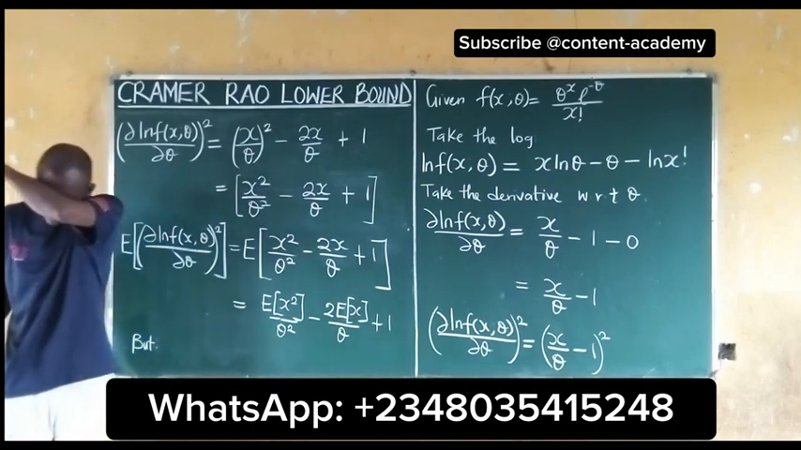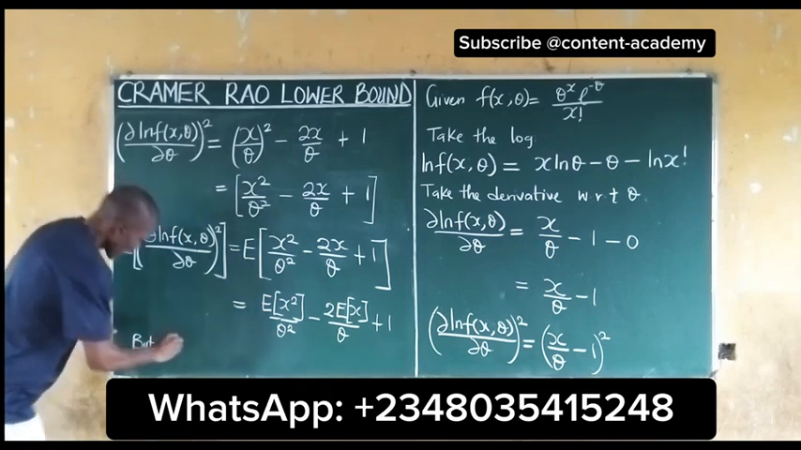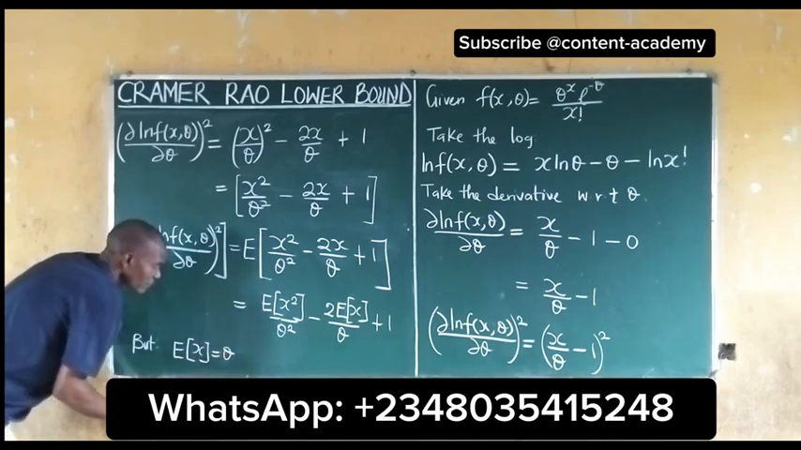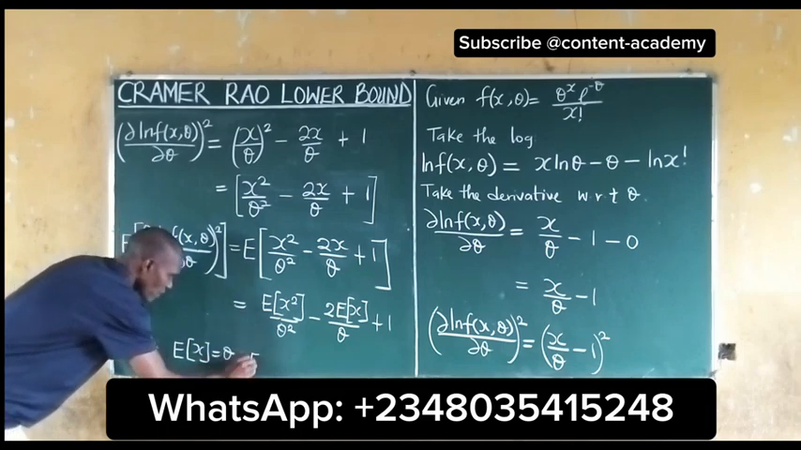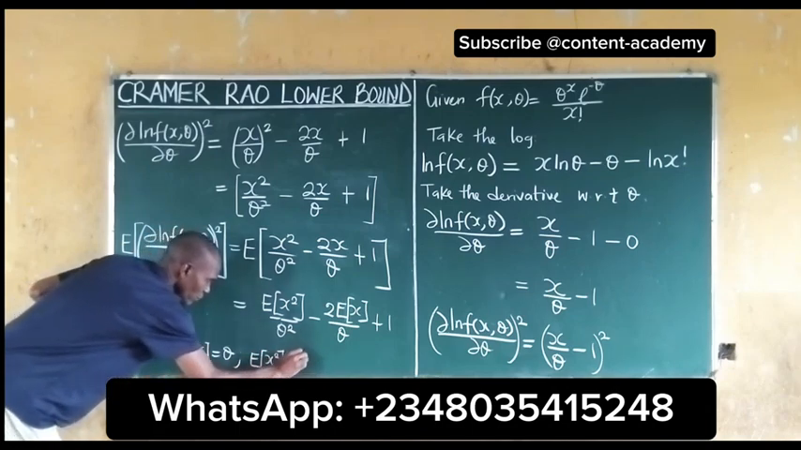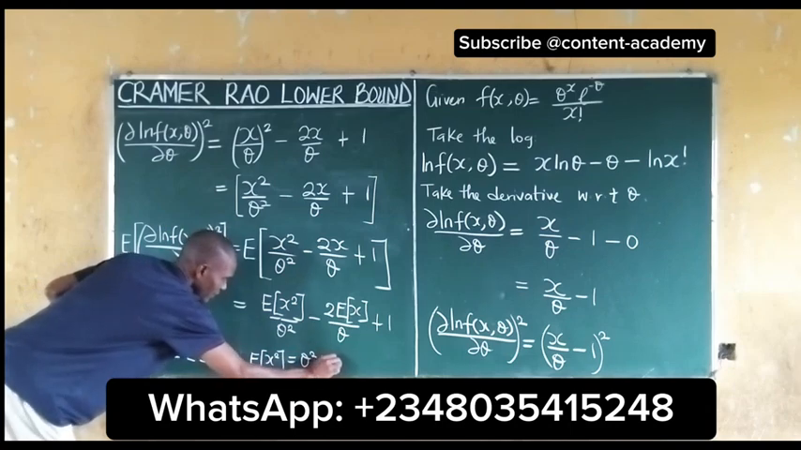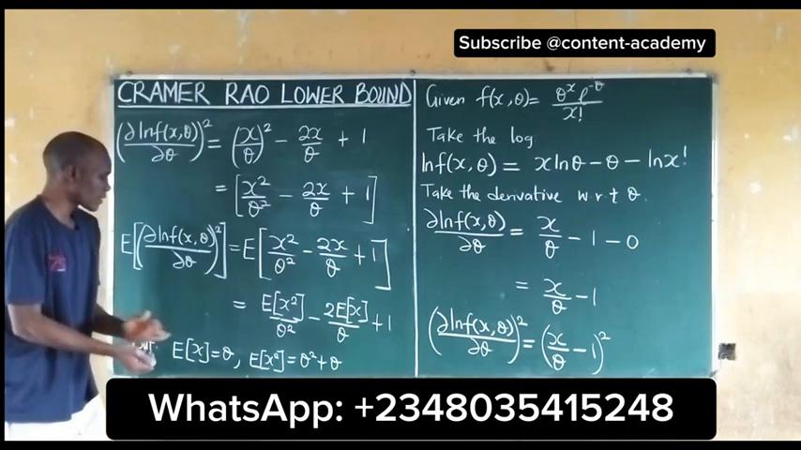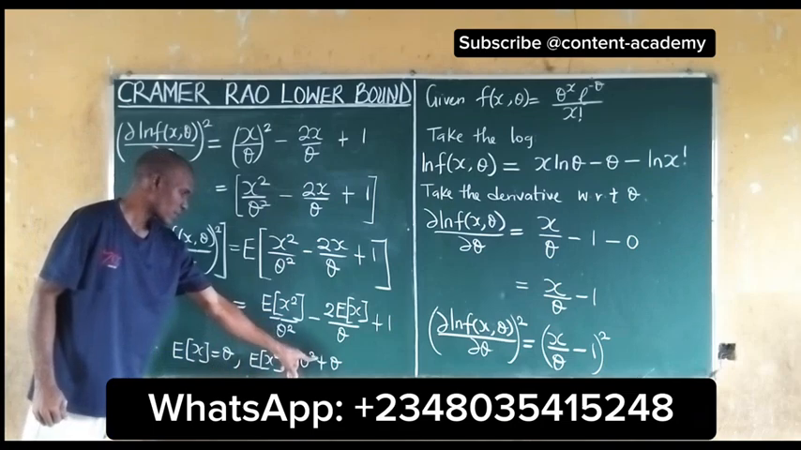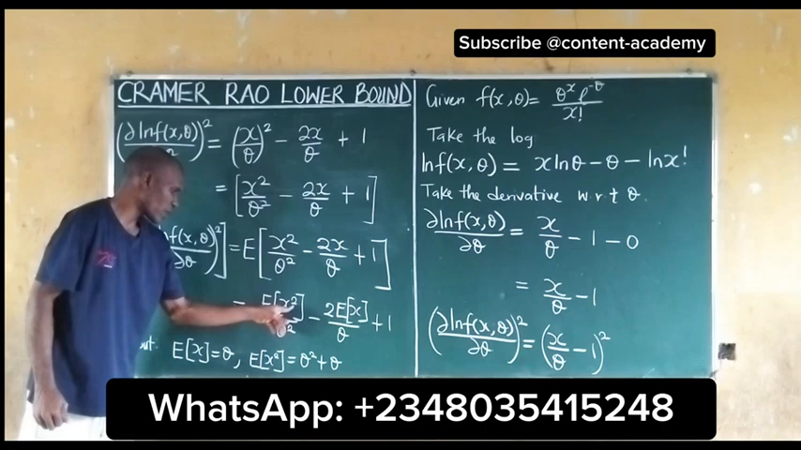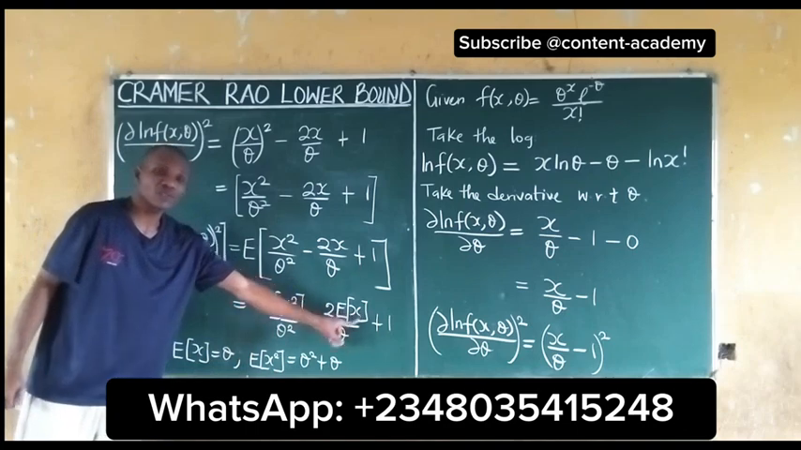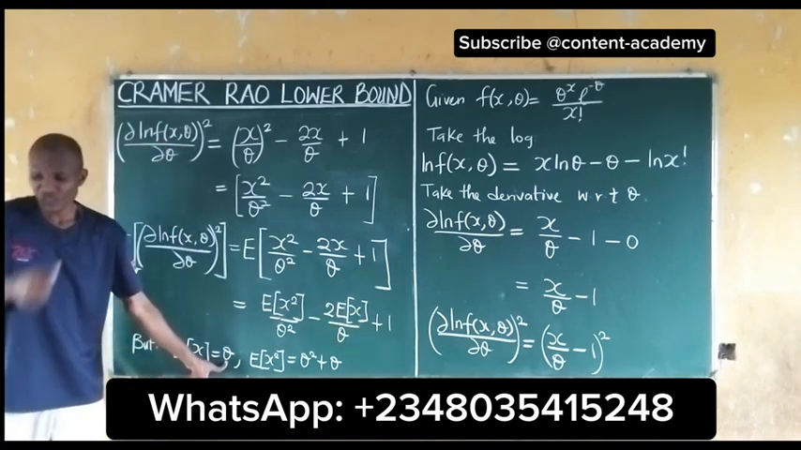But we say from the Poisson distribution, our expected value of x is equal to theta, since we have theta as our parameter, and our expected value of x squared is equal to theta squared plus theta. So whenever we see expectation of x squared, we put theta squared plus theta. And whenever we see expectation of x only, we put theta. So that is what we do.